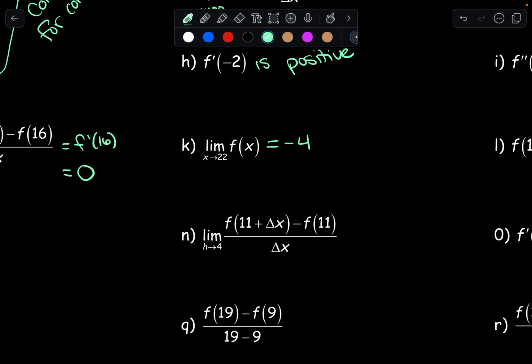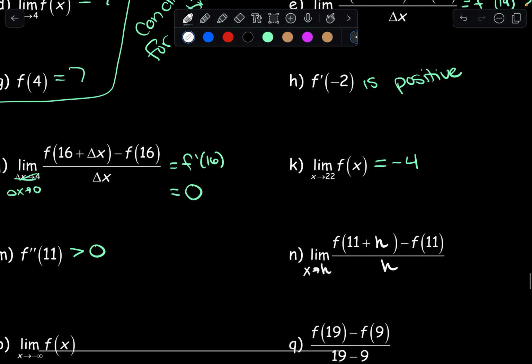N, okay, that should say as h approaches 0, and then the delta x should be h, and then the delta x in the bottom will also be h. I can just erase it out and rewrite it so it's a little bit neater. So as h approaches 0, and then h in the denominator. Sorry, that's still incorrect. That should be as h approaches 0.